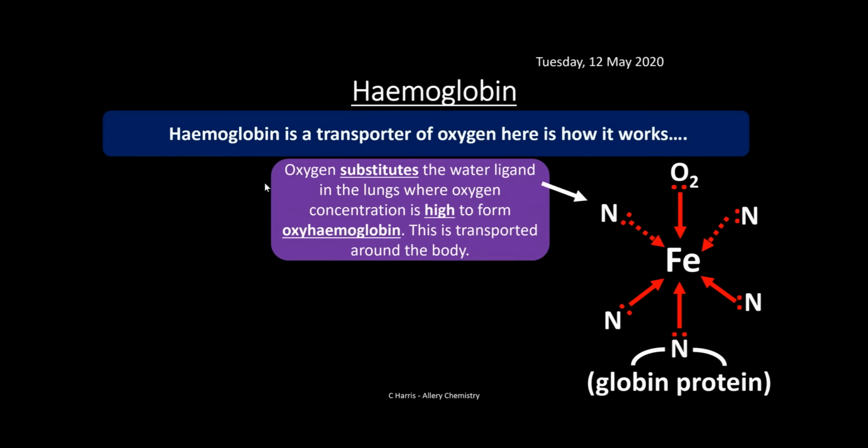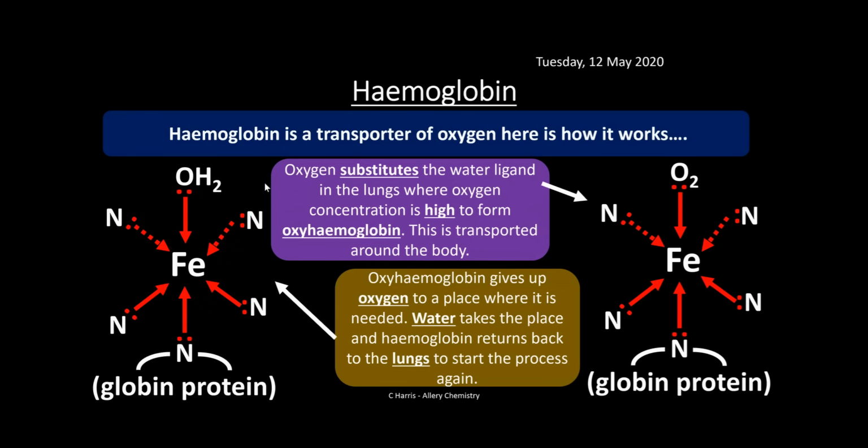So this is transported around the body and taken to, for example, muscles to allow respiration to occur. So oxyhemoglobin gives up the oxygen to a place where it's needed, such as your muscles, and water takes the place, and hemoglobin returns back to the lungs and starts the process again. So actually, that water ligand that now sits on the top is only attached once the oxygen has been deposited in the place where it's required.